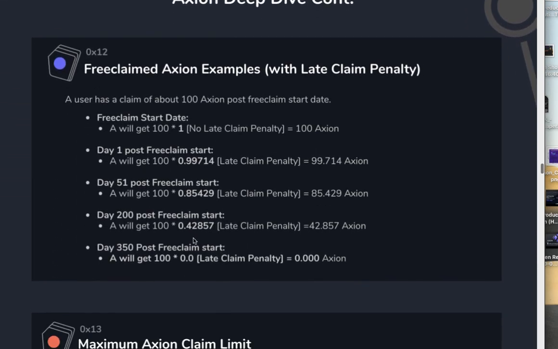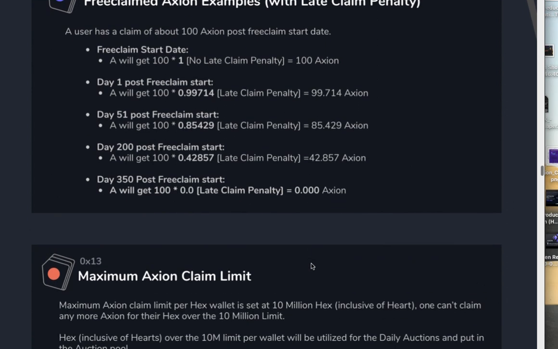Okay, free claimed Axion examples. Let's have a look at some examples. The user has a claim of about 100 Axion post free claim start date. So on the free claim start date, they will get 100 times 1, no late claim penalty, equals 100 Axion. If they come in on day 1, they'll only get 99.7 Axion. If they come in on day 51, they'll only get 85. Come in on day 200 of 350, they'll get 42. If they come in on the last day, day 350, they'll get no Axion for their free claim. Okay, so that's pretty easy to follow.